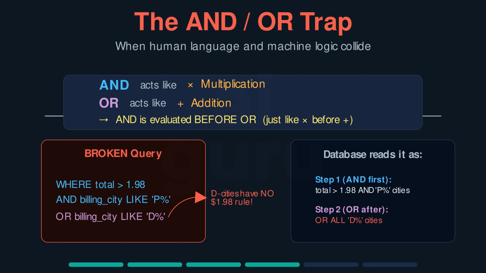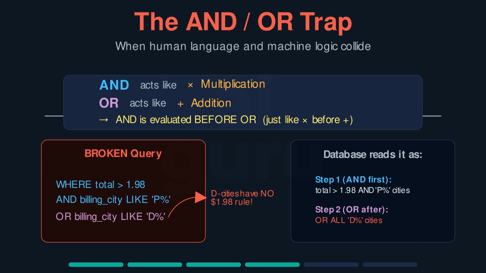Okay, let me set up the scenario for you listening. We want to find students' invoices that are over $1.98, but we only want them from billing cities that start with the letter P or the letter D. Paris, Dublin, Prague, you get the idea. It's a very standard business request. Combine a price filter with a location filter.